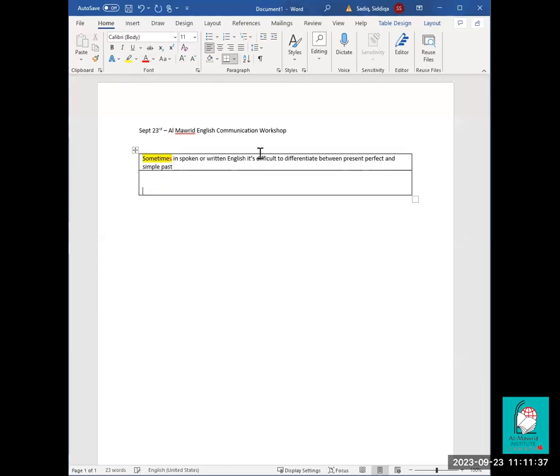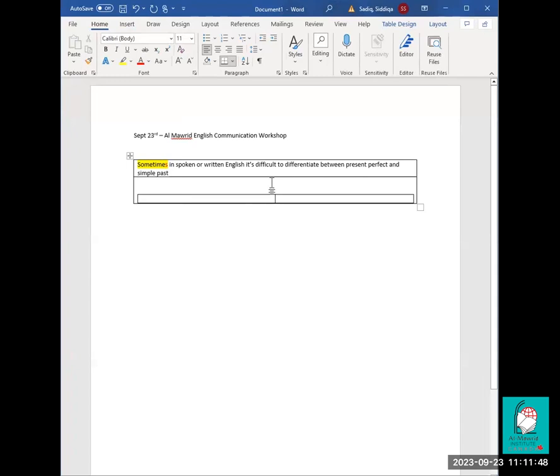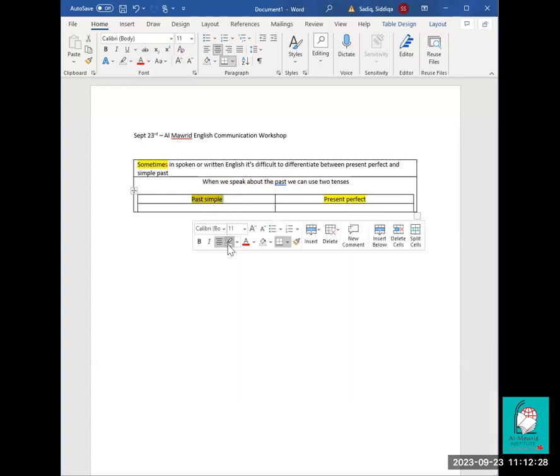We need to quickly see what the two tenses are. When we speak about the past, we can use many tenses, but these are the two specific tenses that we have trouble with because of their complicated differences. One is the simple past, and one is the present perfect. Now, first we need to know what each is used for.